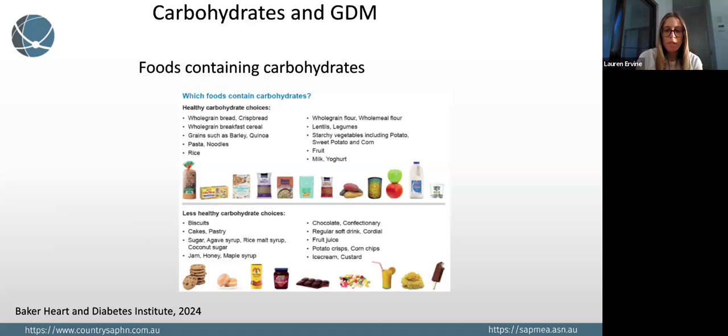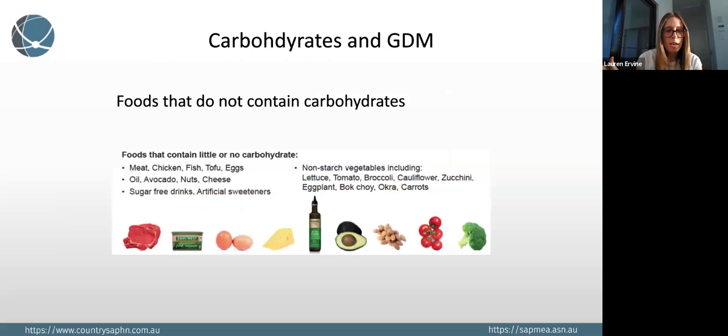things like that. Now, foods with no carbs will be things like meat, chicken, fish, tofu, eggs, oils, nuts, avocados, cheese, sugar-free drinks, so your Coke Zeros, any artificial sweetener, and then non-starchy veggies like lettuce, tomato, broccoli will have such little carb that we don't count them in that sense.